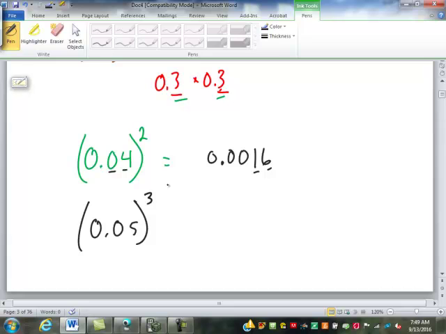How about this one? Well, 5 to the power of 3 is 125. How many decimal places do we need? You've got 2 here, so you're going to have 2, 2, and 2 makes 6. So there it is, 0.000125 or 125 millionths.